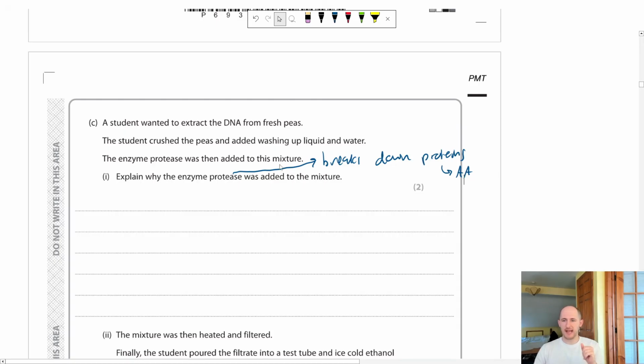So we are going to add protease, because protease will break down proteins. Enzymes are just folded proteins. So the protease will gobble up or break down the enzymes that might damage the DNA. That's the point of adding protease.